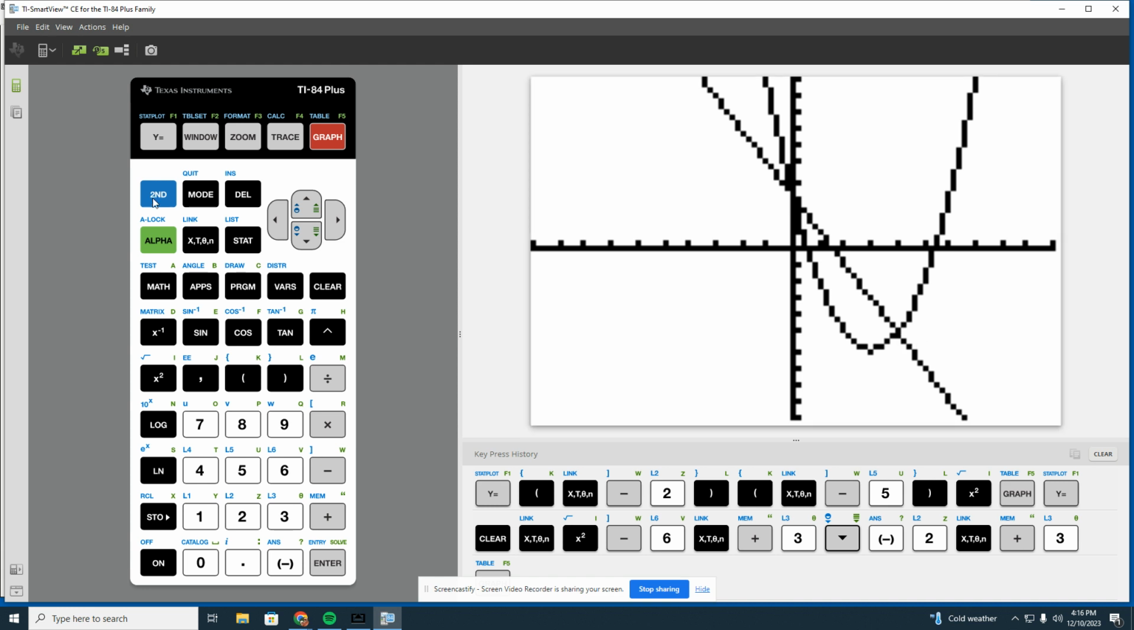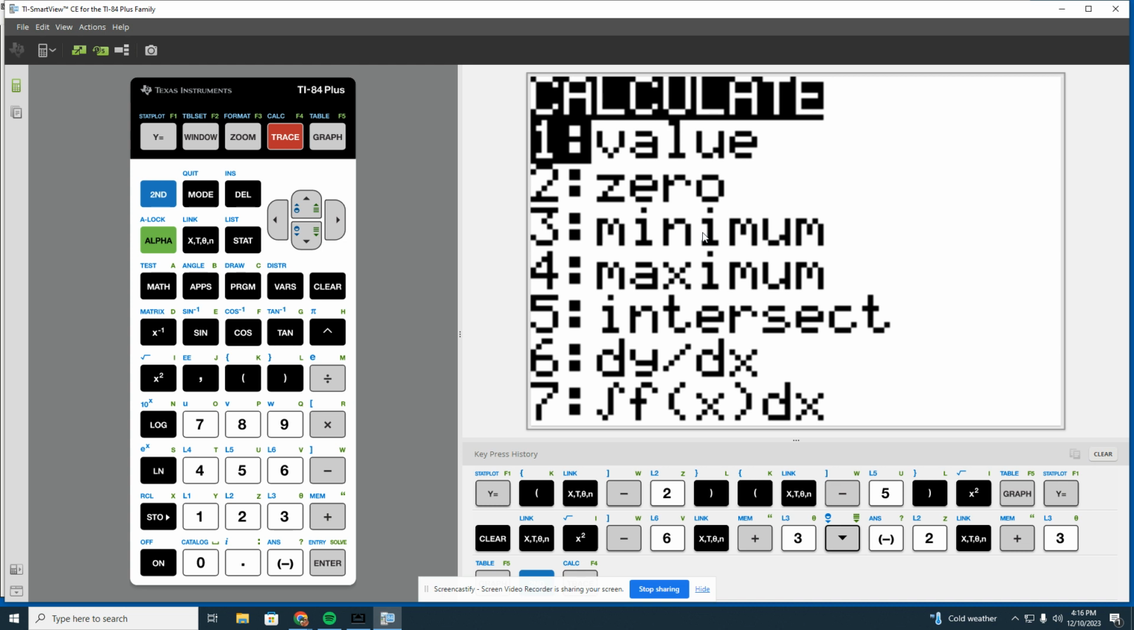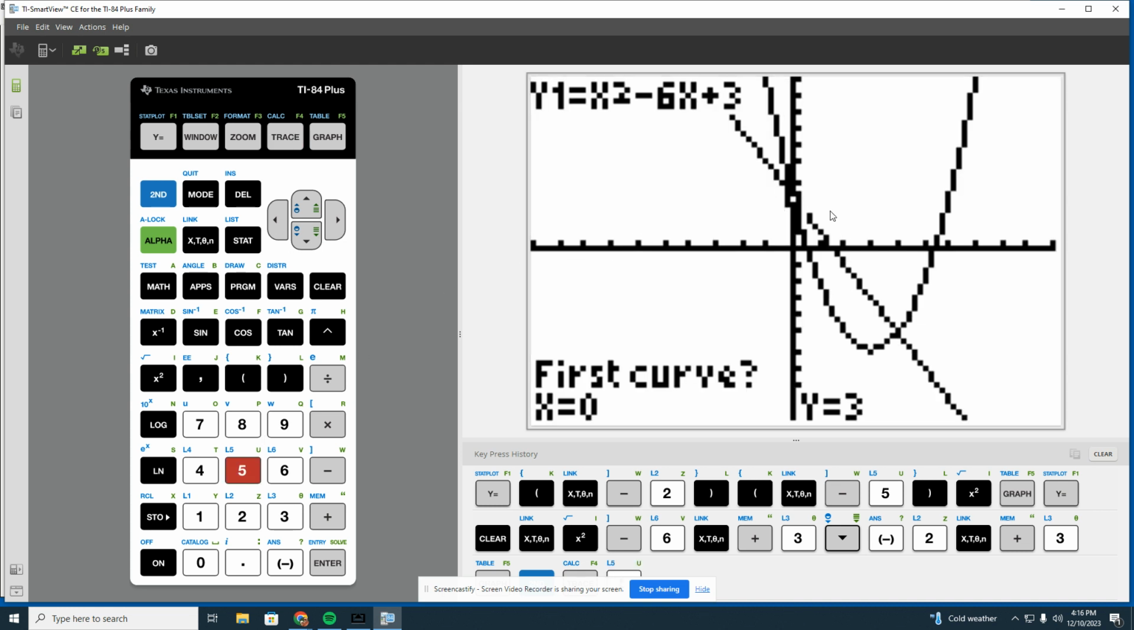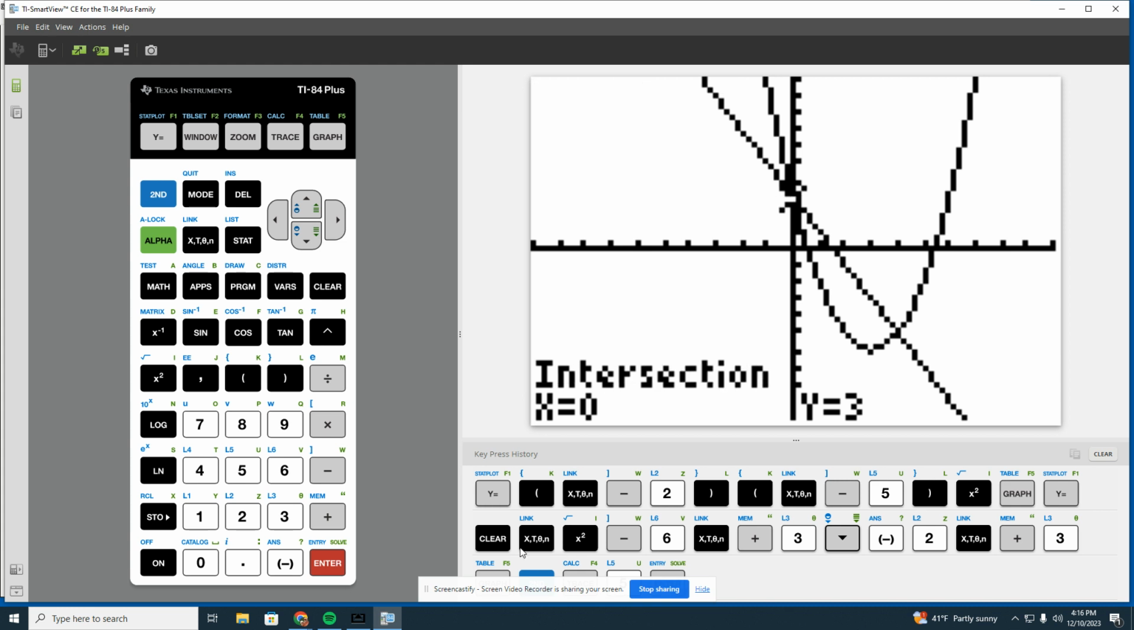So I told you we could do second, trace, and we could do intersect. That's what we did when we learned this. So I get real close. Actually, it actually showed up on it. So I'm going to push enter, enter, enter. And it looks like one of their intersections is 0, 3. And the other one is down here.